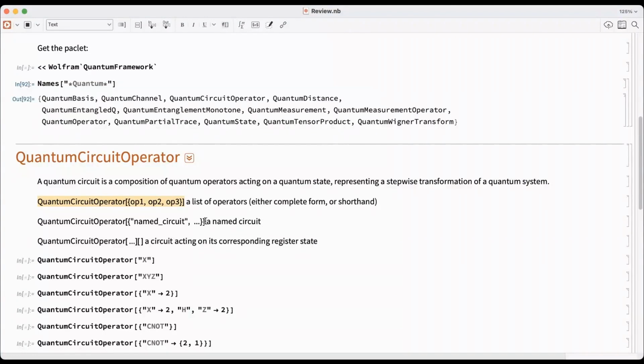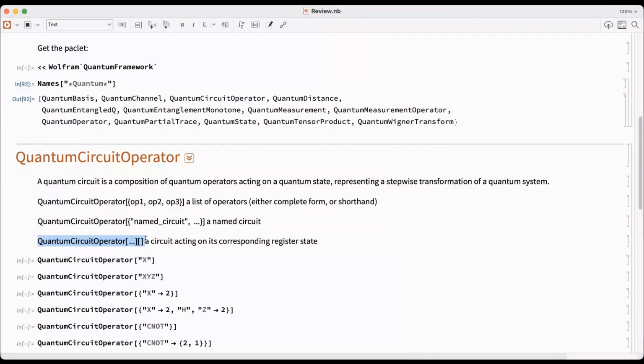But anyhow, behind the scene, you can do everything automatically using our named circuits. I will comment on each case in more detail. And then if you are interested to see what is the action of your circuit operator on a corresponding register state, meaning all of your quantum states are in the ground zero state, that's basically the syntax that you have to use.